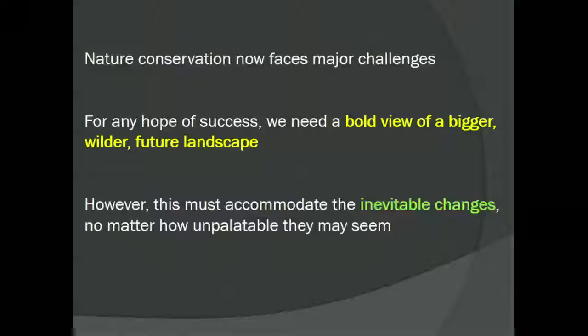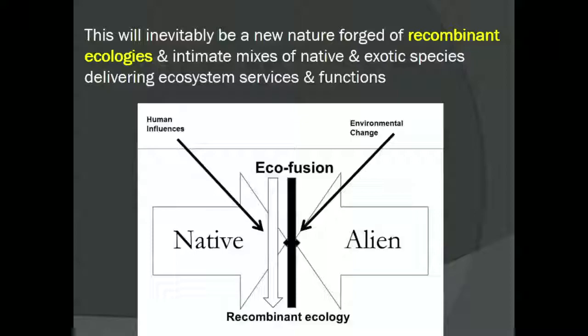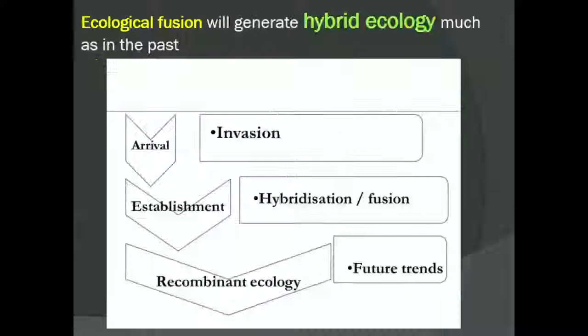We are going to be in a situation of ecofusion. We've been in a situation of ecofusion. It's just getting more and more. We've got human influences, we've got environmental influences, bringing together native and alien species into recombinant ecologies. So we're forging new ecological systems, intimate mixes of native and exotic species, and these are and will deliver ecosystem services and functions as well as disruption.